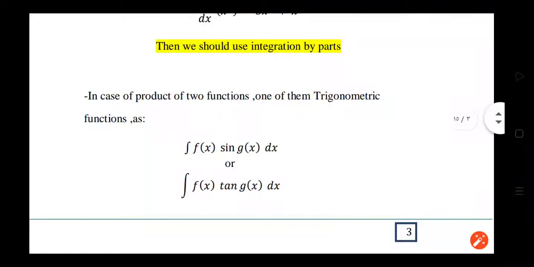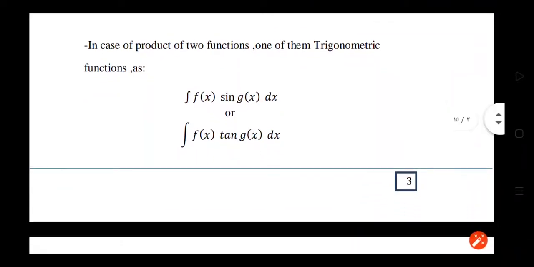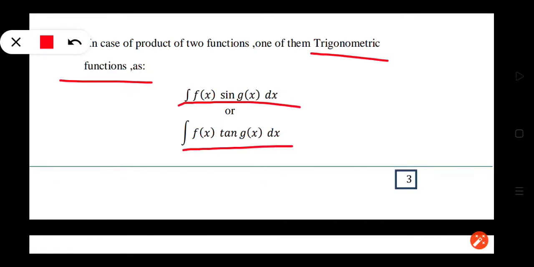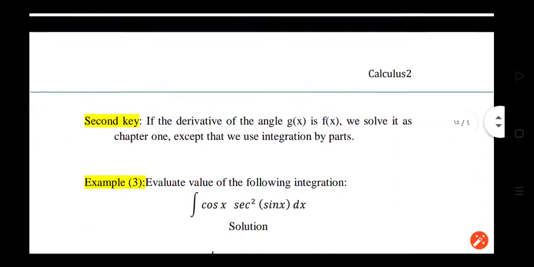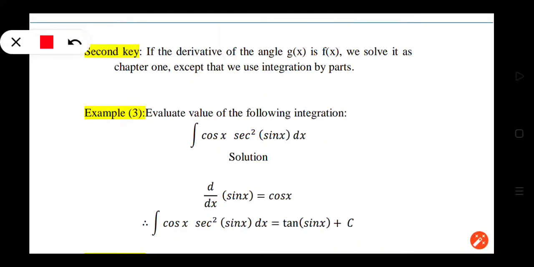Second case, in case of product of two functions, one of them is a trigonometric function, as follows. Then we have the second key. The second key is if the derivative of the angle g of x is the function f of x. That means that the function beside the trigonometric function is the derivative of its angle.